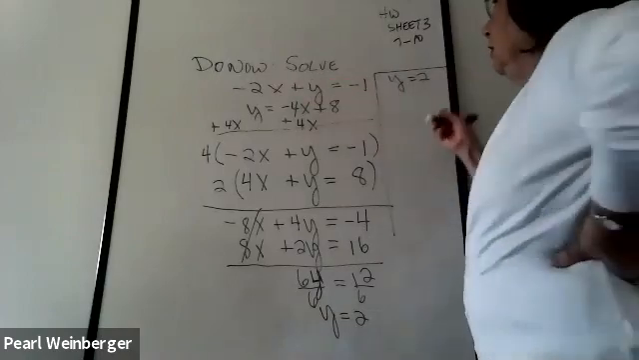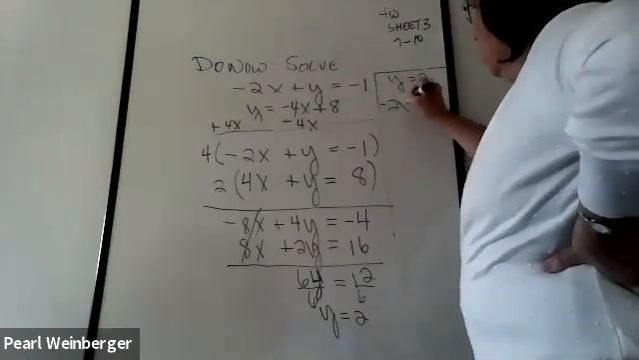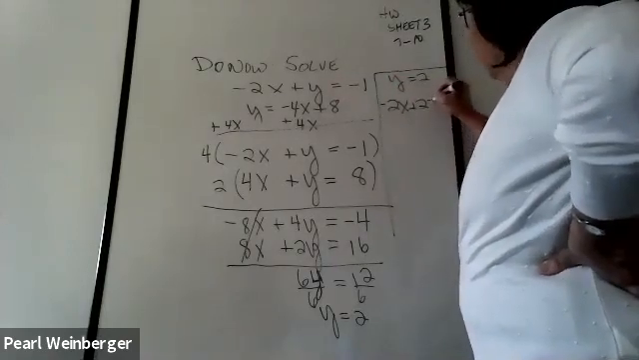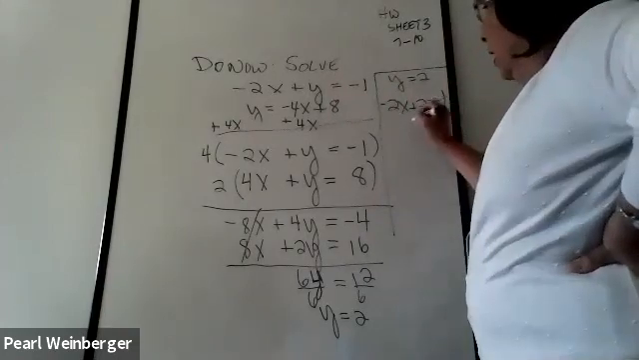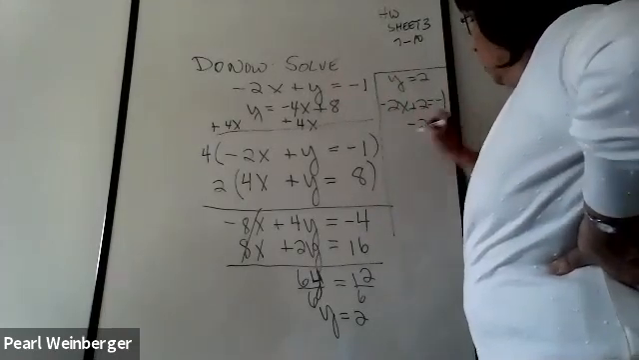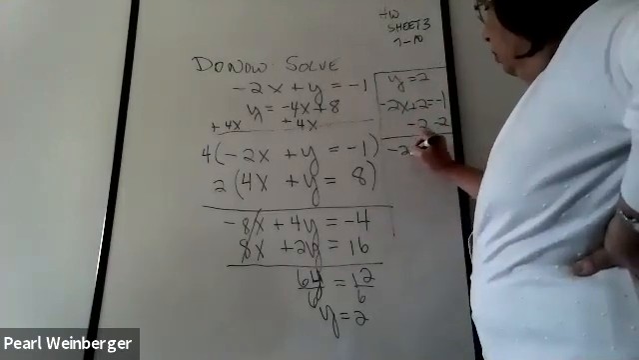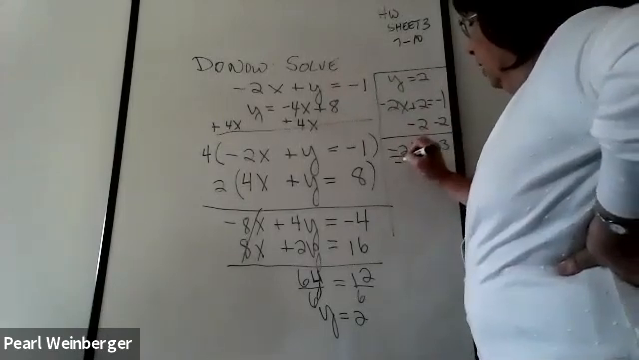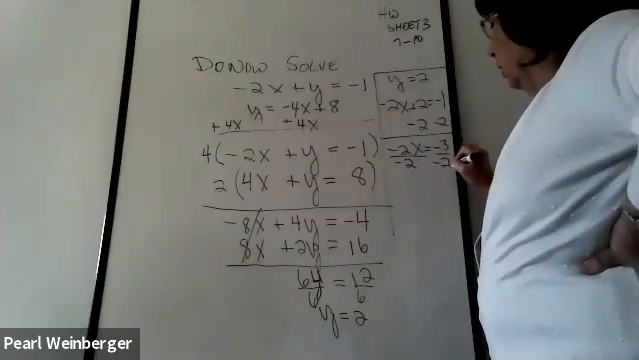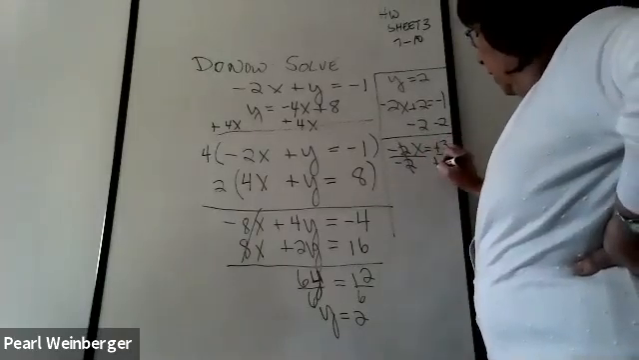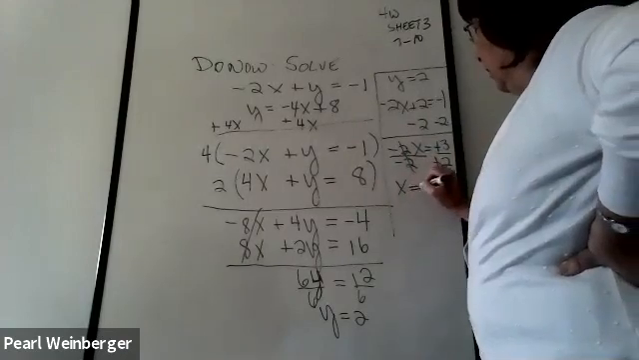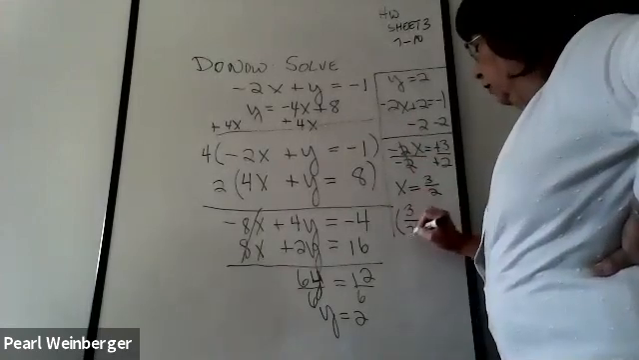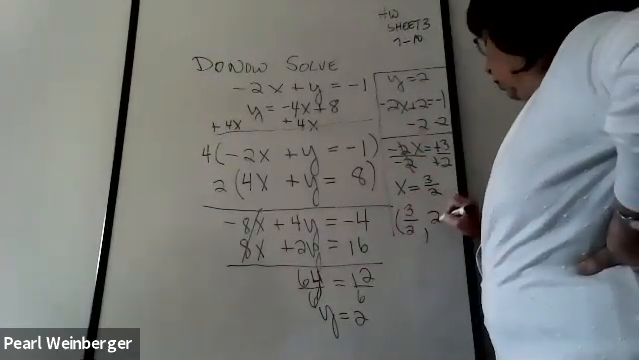Let's take the first equation. Negative 2x plus y, well, y we know is 2, equals negative 1. I'll bring the 2 to the other side. So that'll give me negative 2x equals negative 3. And divide both sides by negative 2. And again, a negative divided by a negative is positive, so my x comes out to be 3 over 2. Just like we got before, my answer is 3 over 2 for the x and 2 for the y.